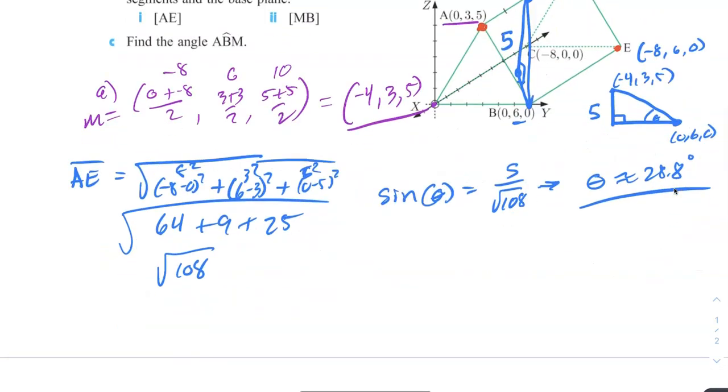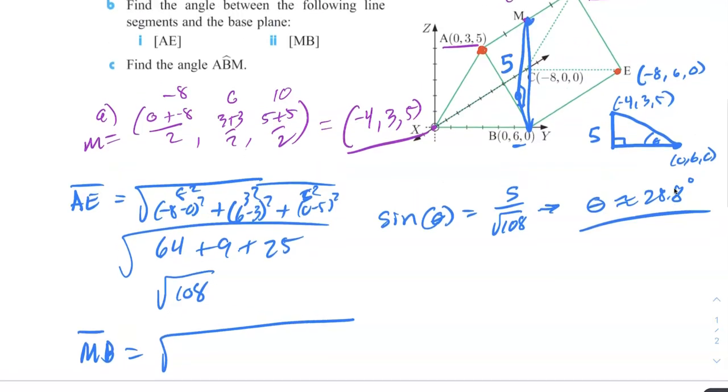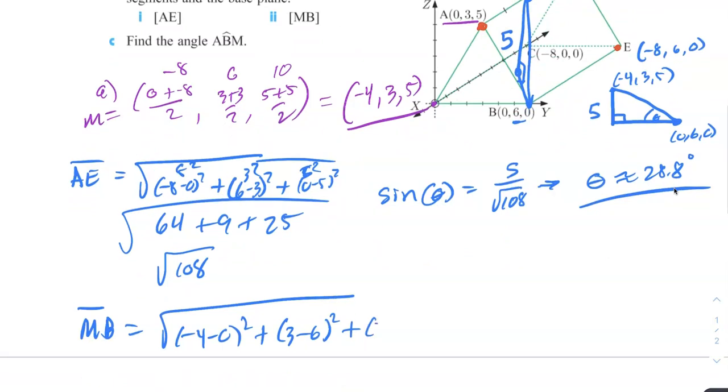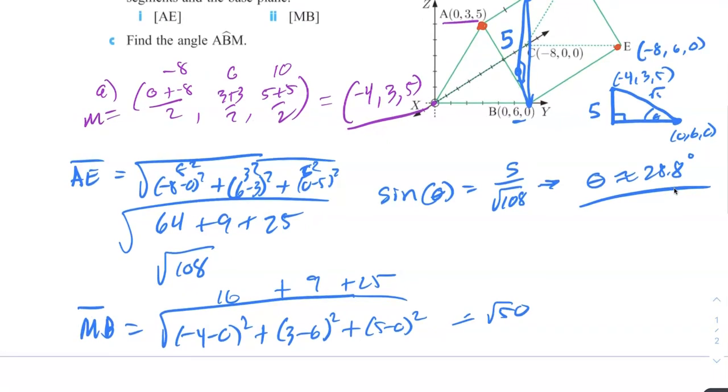So I was going to try to find out what MB is, and it's into the distance formula. So it's going to be -4 minus 0 squared plus 3 minus 6 squared plus 5 minus 0 squared. And I get 16 plus 9 plus 25. So almost the same as that one, but a little bit shorter. So I get radical 50. So that's my height, rad 50, or my hypotenuse.